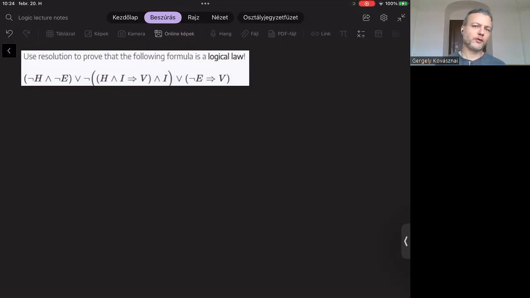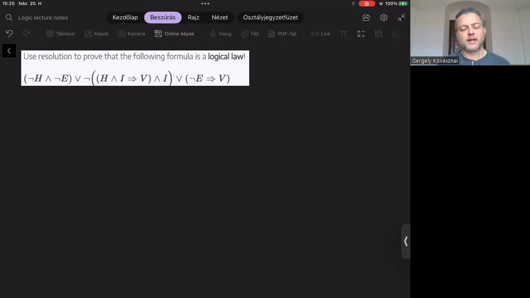Now we have to prove that this formula is a logical law, and we are supposed to use the resolution algorithm for that. So how can the resolution algorithm prove a formula being logical law? Well, it cannot. I mean, by default, it can only prove a formula being unsatisfiable. That is, in this case, we have to actually prove exactly the opposite.